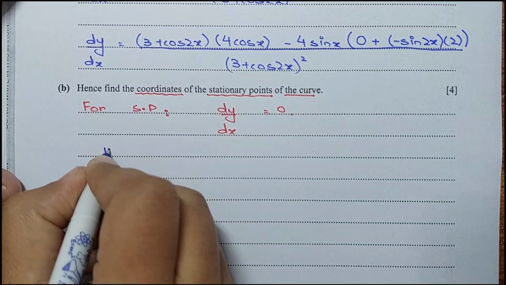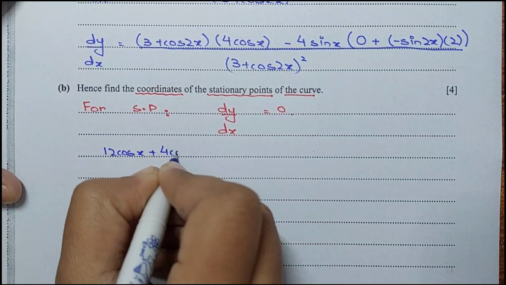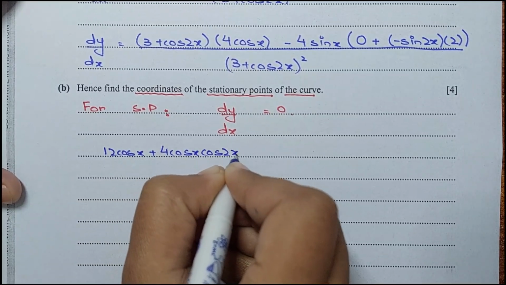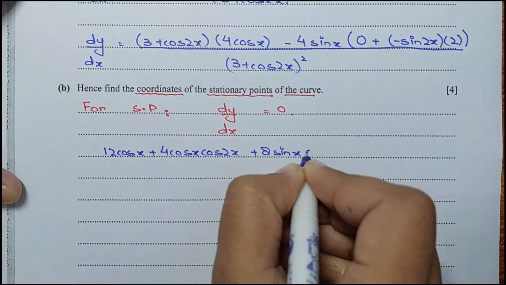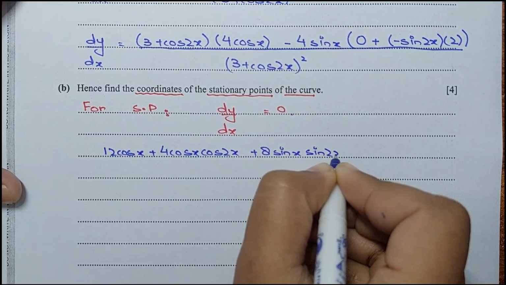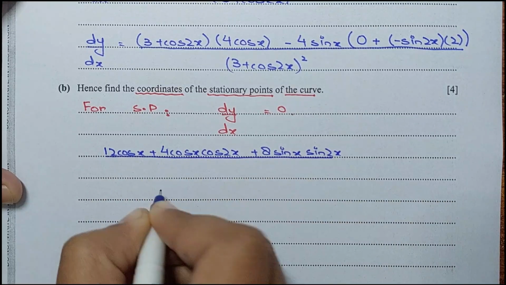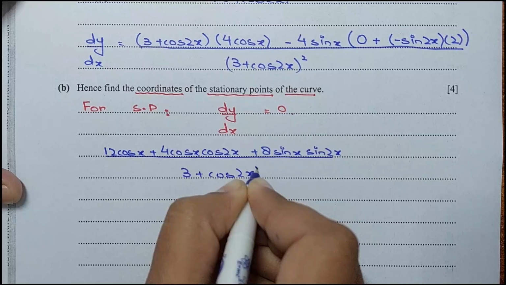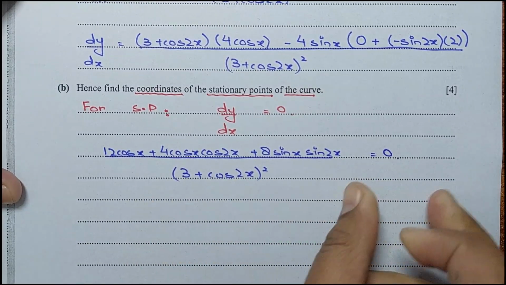So here we can say 12 cos x plus 4 cos x into cos 2x plus 8 sin x into sin 2x divides 3 plus cos 2x whole square equals to 0. The first derivative equals to 0.